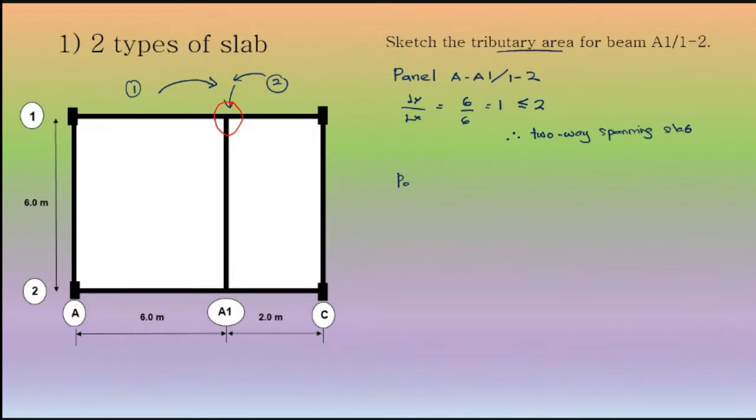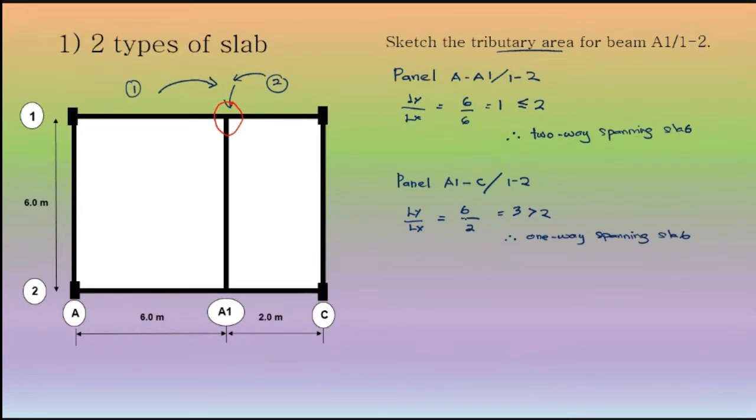Then second panel, kita ada panel A1 stroke C, A1C stroke 1, 2. So kat sini kita ada Ly over Lx. Ly kita ada berapa? 6. Lx kita ada 2. Then kat sini kita dapat 3. So 3 more than or less than 2? More than 2. So one way or two way? One way. Okay, so tulis one way spanning slab. Okay, ini baru kita identify one way or two way.